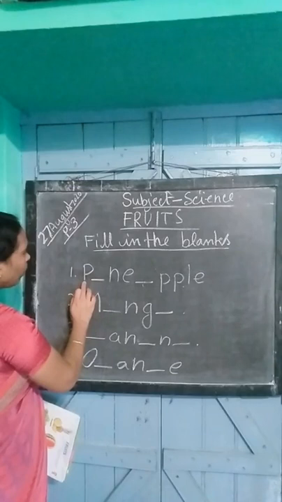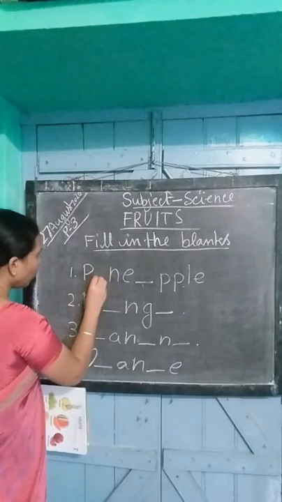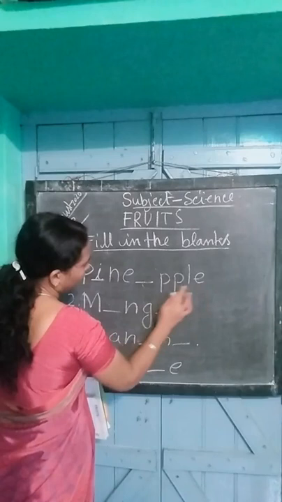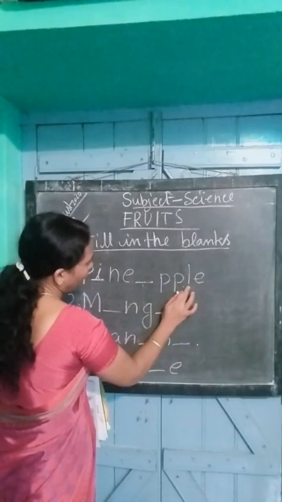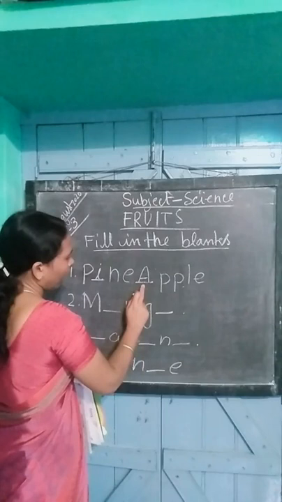Okay, here P dash N E. Then what will we write? P I N E. Fine. Then we will write I. Okay, then dash P P L E. Apple, A P P L E. Apple. Right. We have to write A.